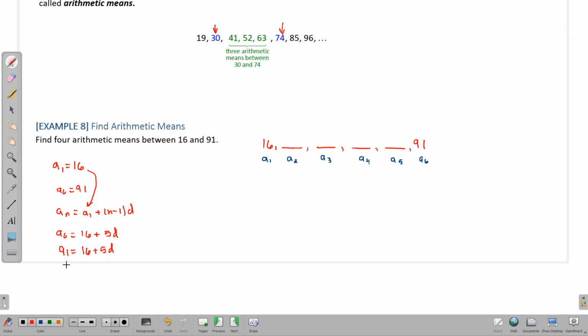So subtract the 16 over, which gives you 75. Let's put that up here. And then divide by the 5. So d comes out to 15. Okay, so the d is telling you what you're adding each time. So then we can just start building up to the 91. Add 15 to this, you get 31. Add 15 again, you get 46. Add 15 again, 61. Add it again, you get 76. So these are the 4 arithmetic means: 31, 46, 61, and 76.